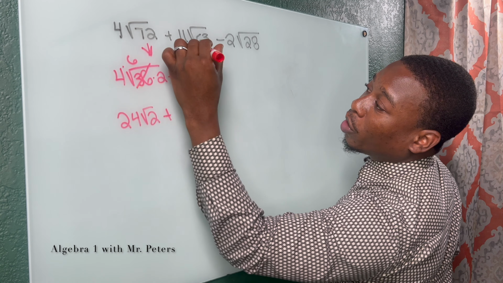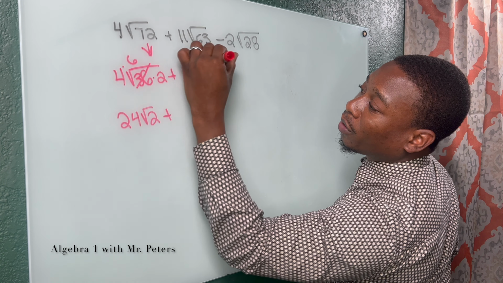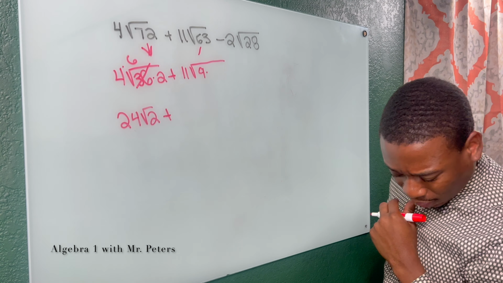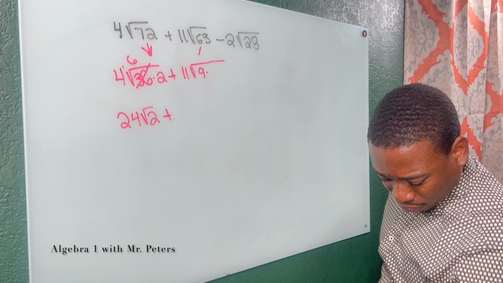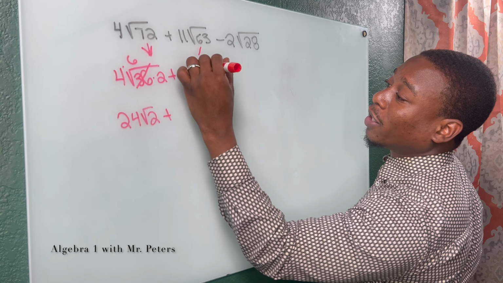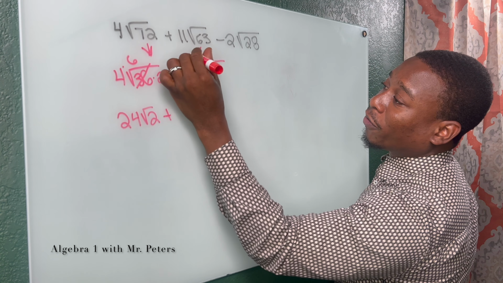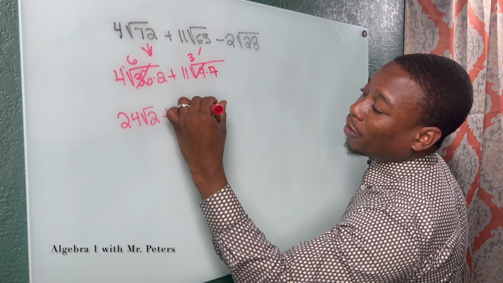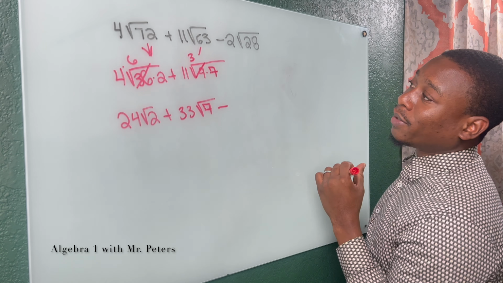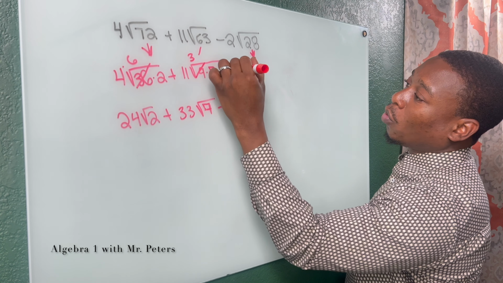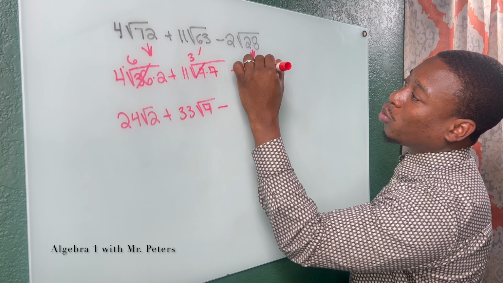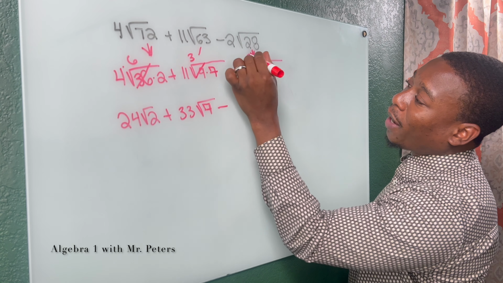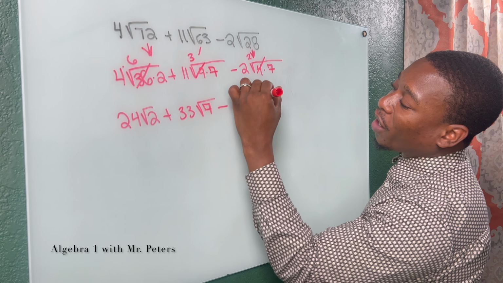Plus, and then we go to this next one. 11. We have 9 times, I want to say, is it 6 or 7? Let me make sure. Yeah, 9 times 7. I'm sorry, guys. I had to check the notes. All right. Simplify this to 3. 11 times 3 is going to give me 33 radical 7. And then at the end, we have minus 2 times radical 28. We did that already. That's 4 times 7. When we simplify, we're going to get 4 radical 7.